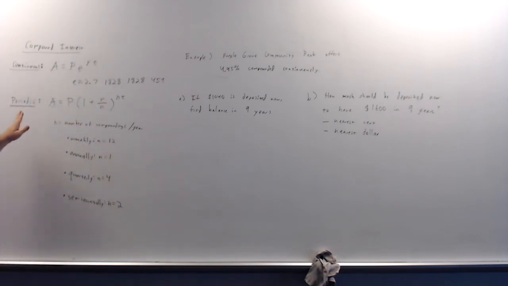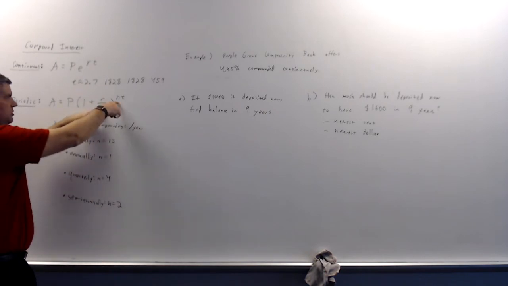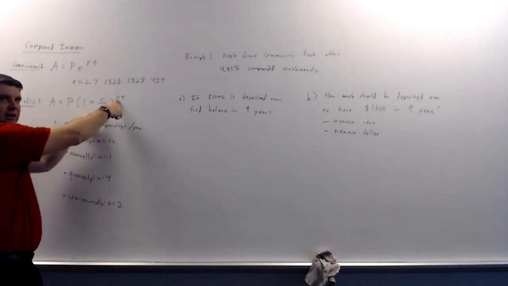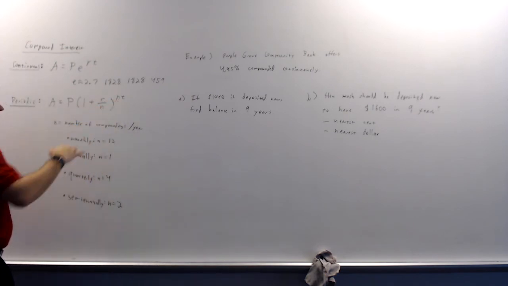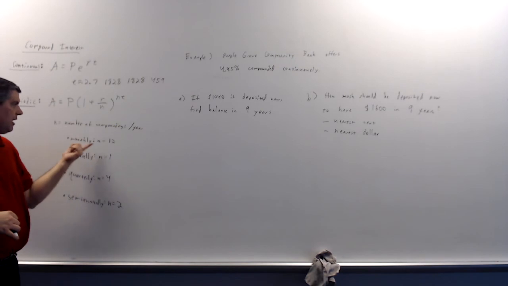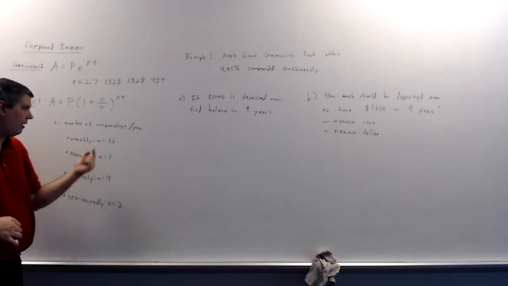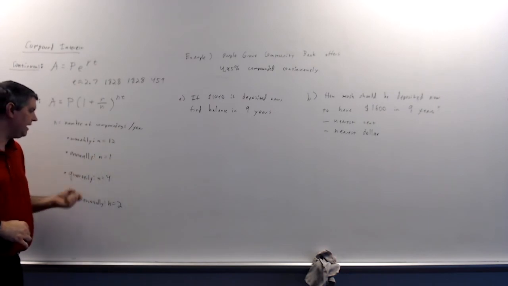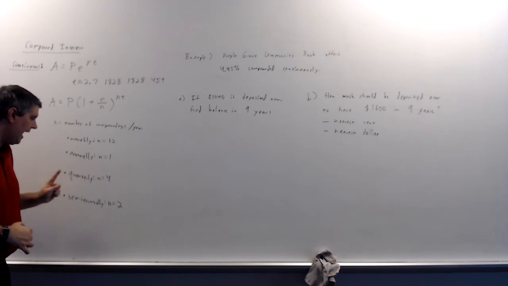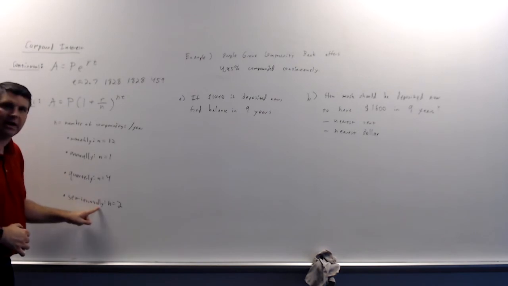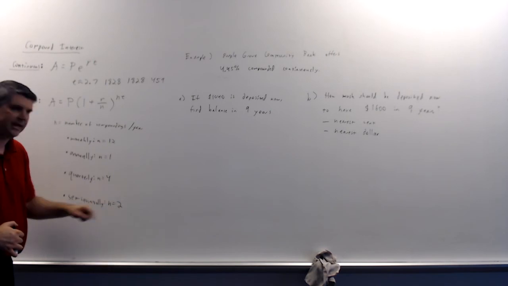Okay. For periodic, it's 1 plus the rate as a decimal, divided by n, and t is still time. This is what causes the most confusion because n is usually never given as a number. It's the number of compoundings per year. Now, if it says it's compounded monthly, there's 12 months in a year, so n would be 12. If it's compounded annually, there's only 1 time per year, so n would be 1. If it's compounded quarterly, there's 4 quarters in a year, so n would be 4. And semi-annually, that's every half year, so that's twice a year.